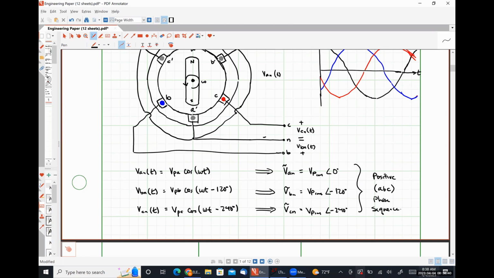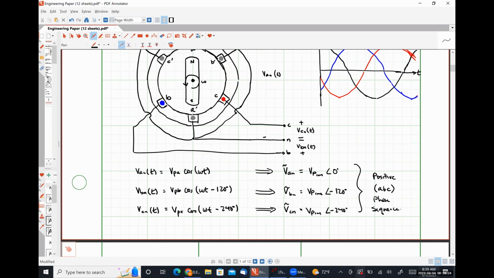So counterclockwise rotation is a positive phase sequence. There's also a negative phase sequence called CBA phase sequence, where it goes from C, then to B, then to A, which simply corresponds to clockwise rotation. So in this class, we are only going to bother with positive phase sequence systems. The analysis is exactly the same. Literally, the only difference between a positive phase sequence system and a negative phase sequence system is if you happen to have a motor, it would spin in the opposite direction.